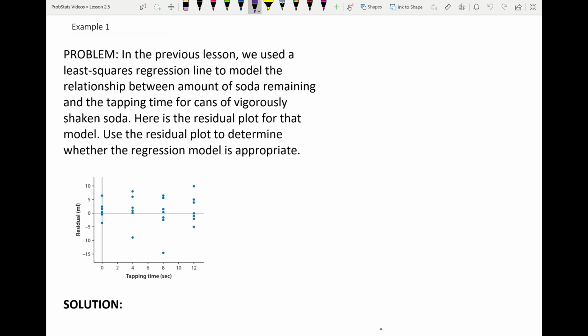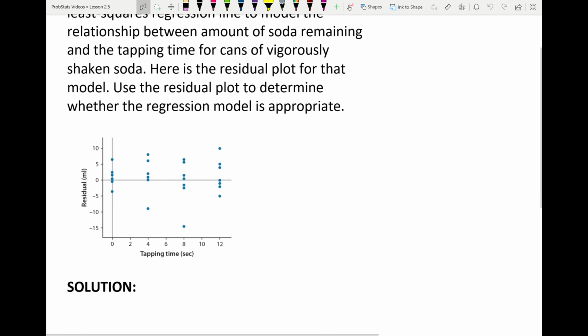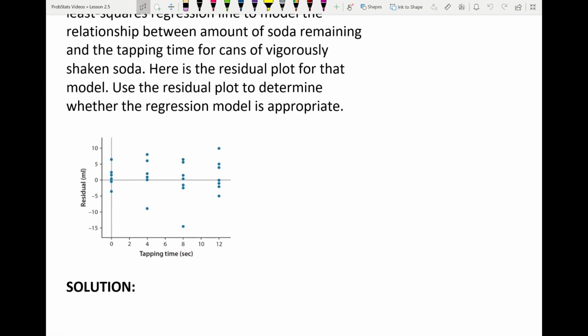All right, so let's look at the following problem. In the previous lesson, we used this least squares regression line to model the relationship between amount of soda remaining and the tapping time for cans of vigorously shaken soda. Here is the residual plot for the model. Use the residual plot to determine whether the regression model is appropriate. So in that last lesson, we were able to come up with a regression equation. We were able to calculate the correlation coefficient R, all that stuff. Now we're focusing on the residuals.